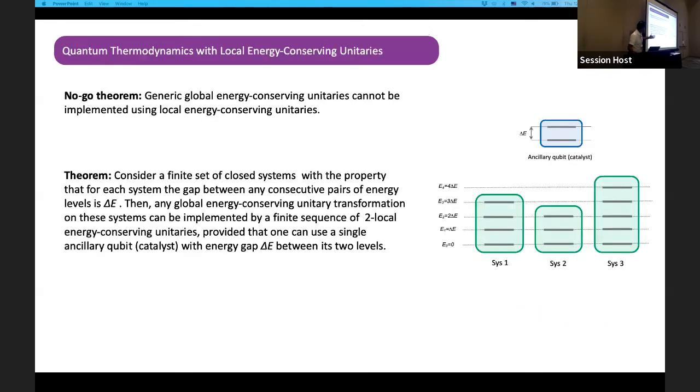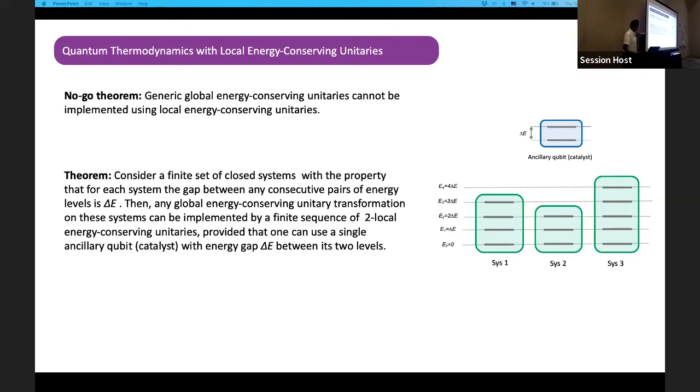Okay, and then we can generalize this in the context of quantum thermodynamics. Just using a single ancilla, we can implement a general energy-conserving unitary. So this single ancilla in the context of quantum thermodynamics, which will be either in, say, 0 or 1, can be interpreted as a catalyst.